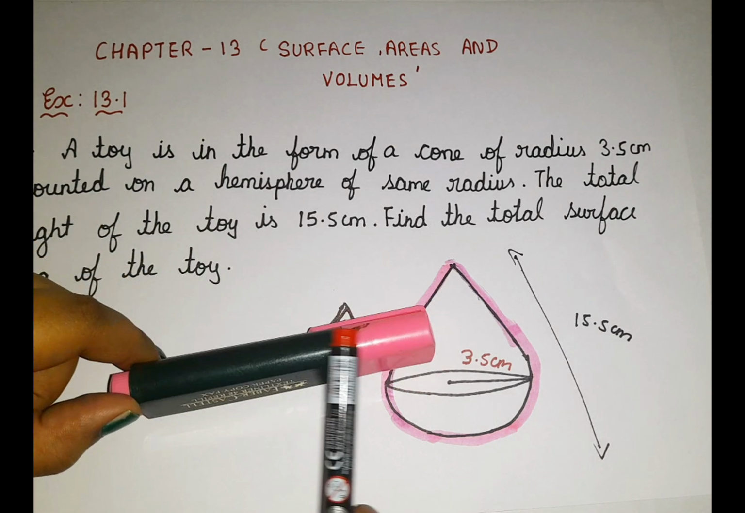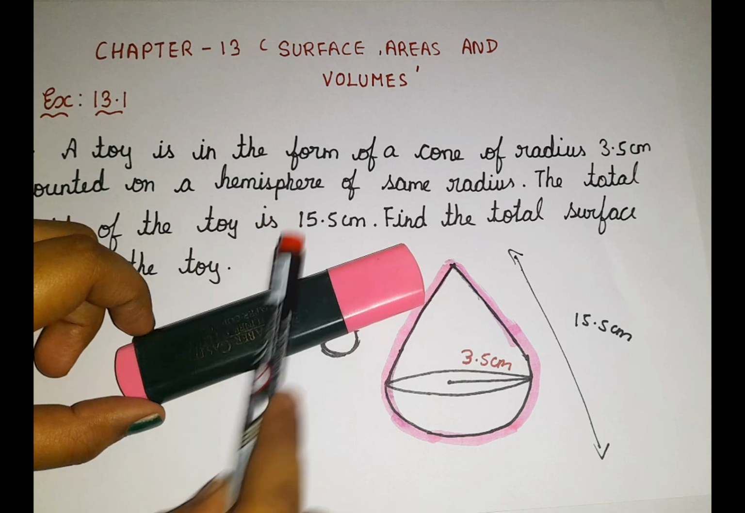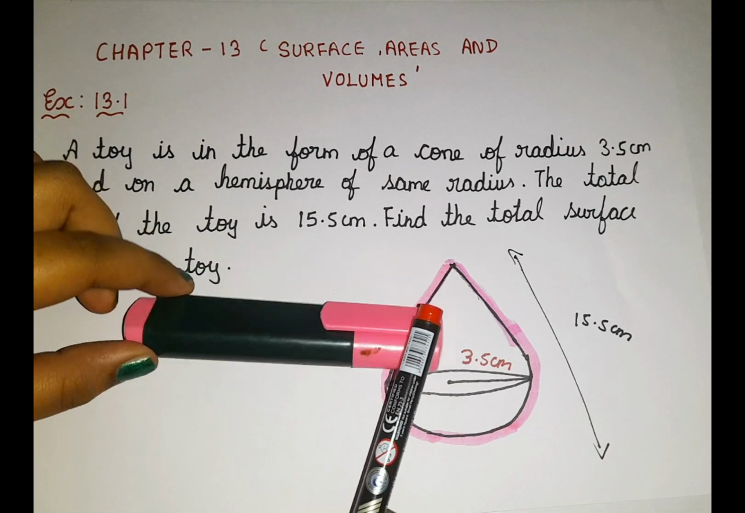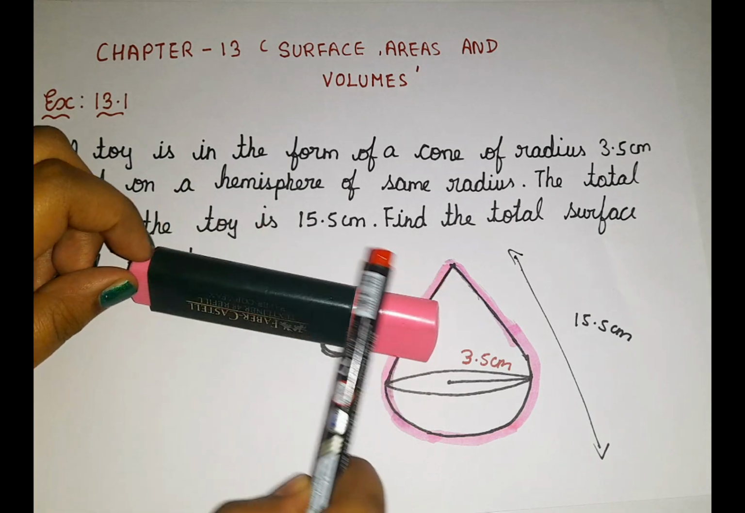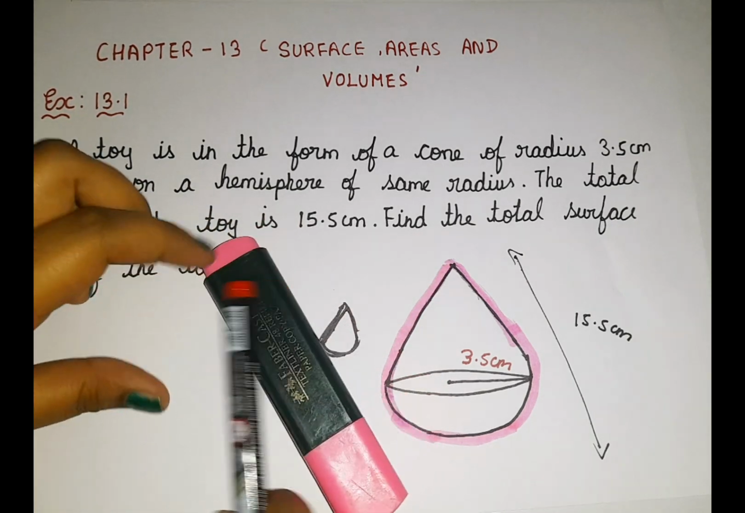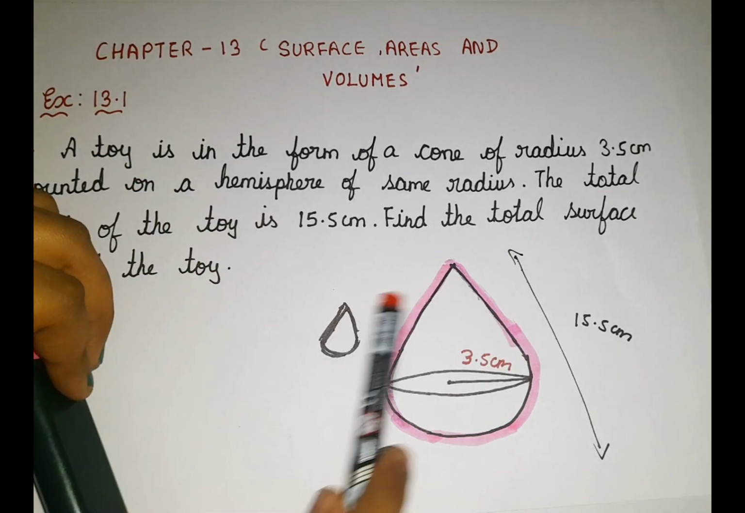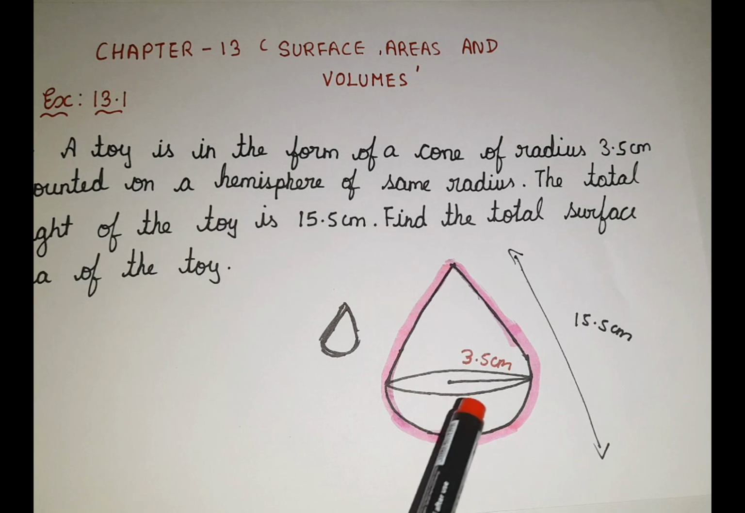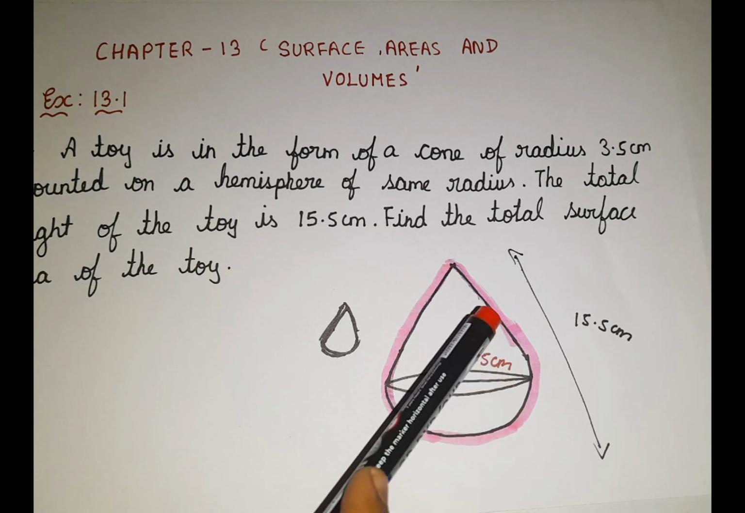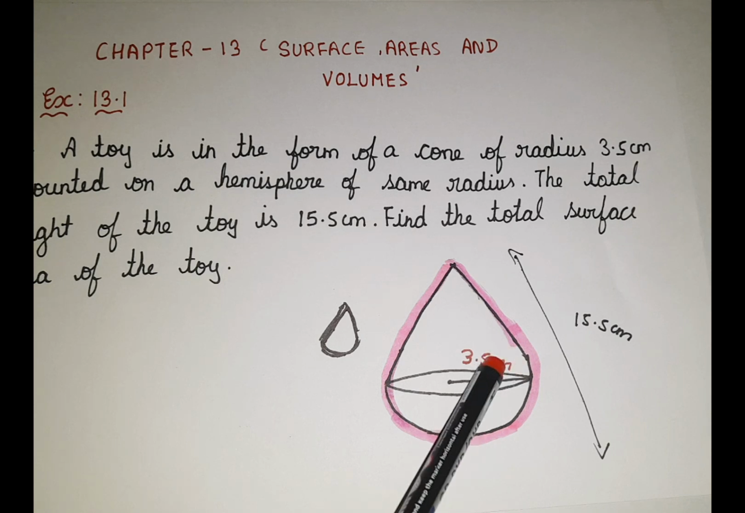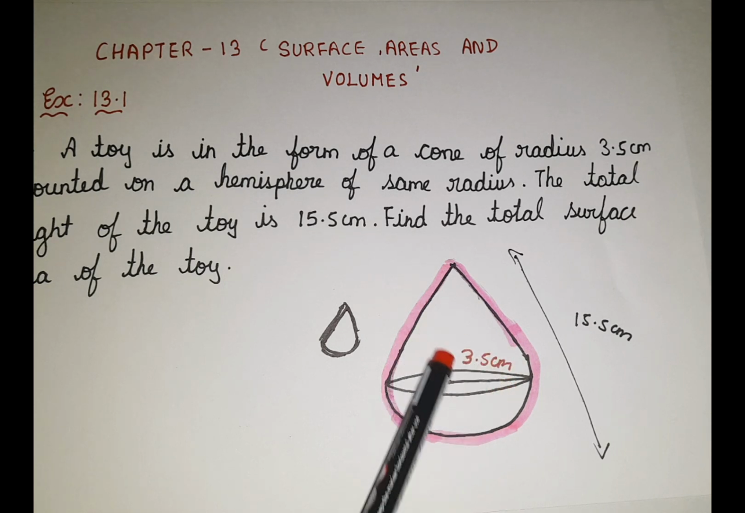So if I ask you guys to paint it, you are supposed to paint only the outside. You will be able to paint only the outside without breaking anything. Since I painted the curved part here, and likewise here also I painted the curved part, am I right? Since I painted the curved part of both the cone and the hemisphere, I am supposed to find the curved surface area of the cone as well as the curved surface area of the hemisphere, okay?